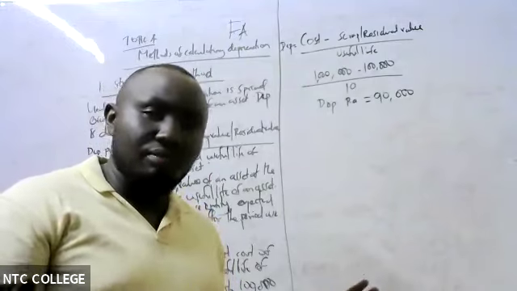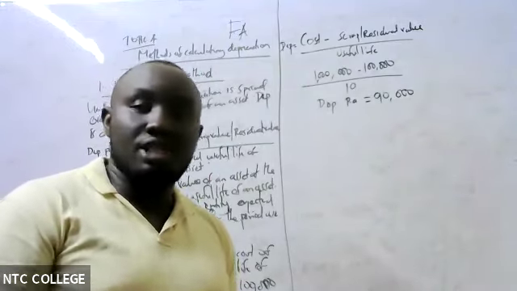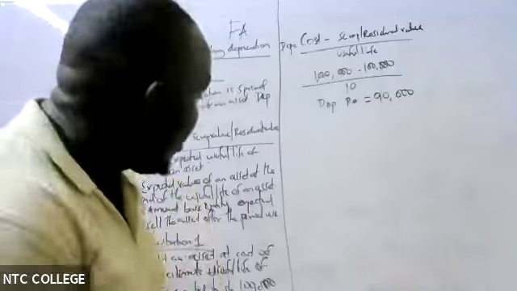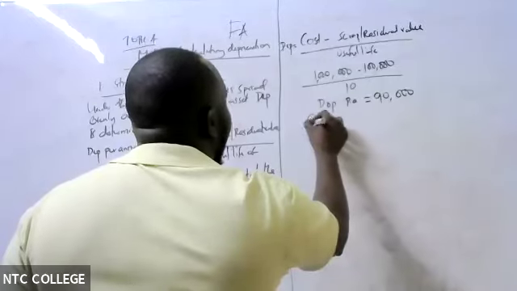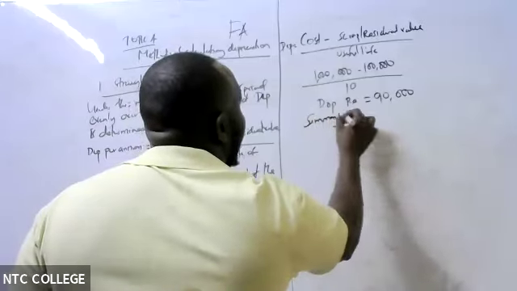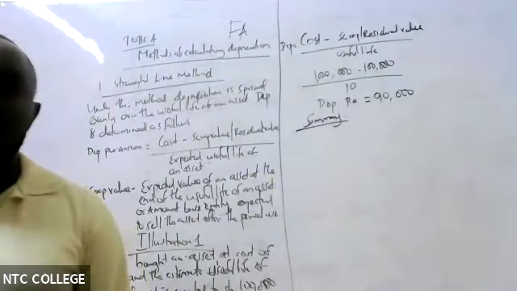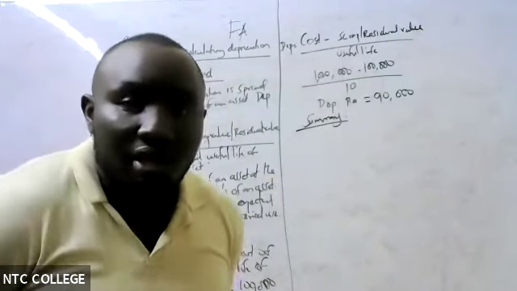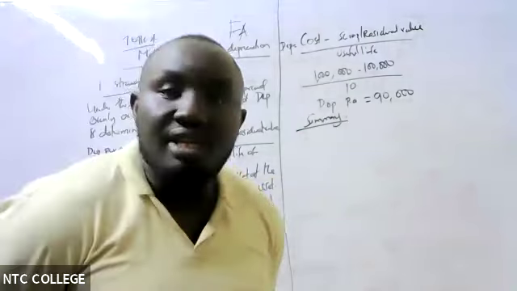So for 10 years, we'll have a depreciation of how much in total? 900,000 together. Then in summary, at times, most of the time, we're not given the residual value. Are we together? We are not given residual value or any other thing.